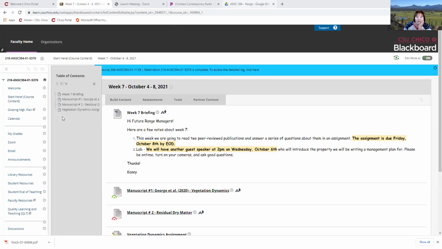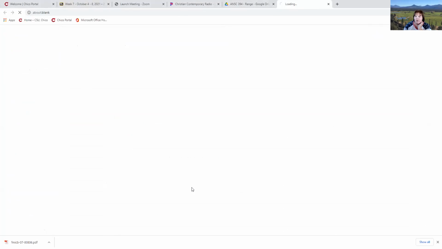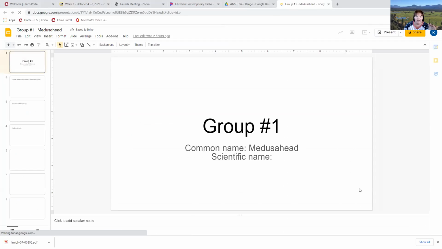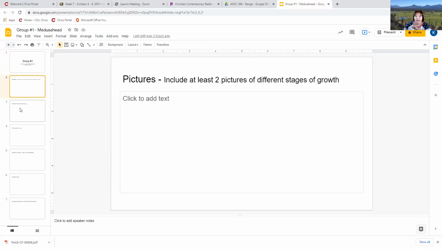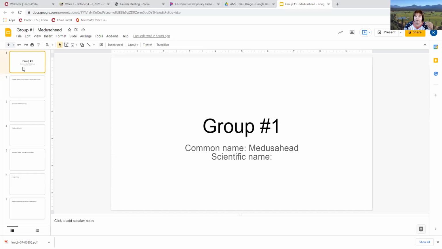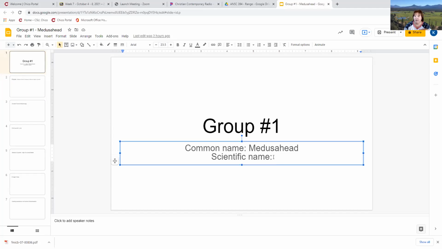Okay, so we'll just use group 1 as an example. So you guys have got a set of kind of blank slides. And so each group is going to have a plant type or a plant species. And so this first one is Medusa head. And so as a team, you guys are going to split these up. You can pull up the lectures from last week if that helps you, but go find some pictures of these plant species, or first things first, find the scientific name and put it in here.